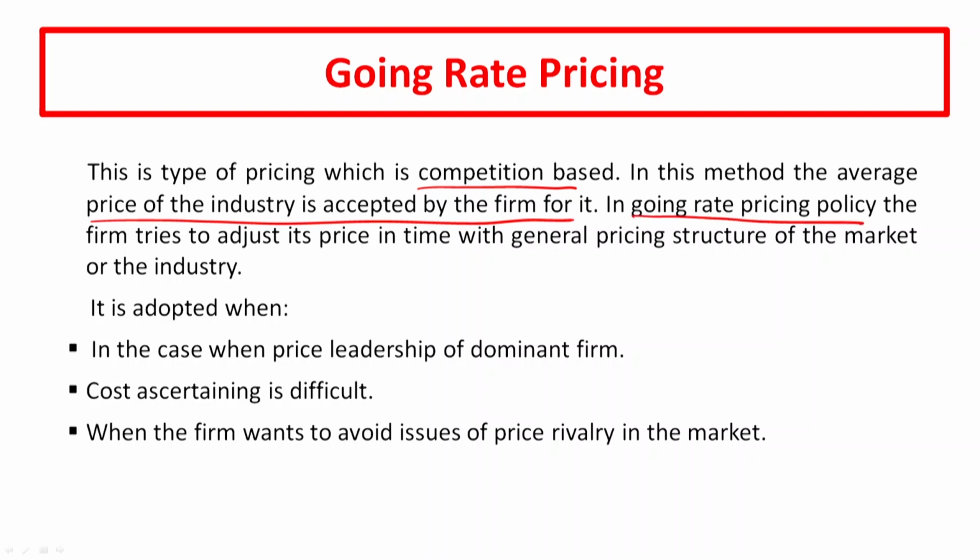In going rate pricing policy, the firm tries to adjust its price in time with the general pricing structure, which means the general pricing structure is kept at the center point and the rest is focused on the market or the industry. So here in going rate pricing, the average is considered very relevant and the general pricing structure is considered at the center point. Firms adjust their price according to the general pricing structure.